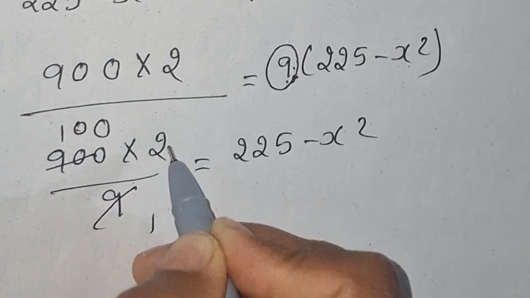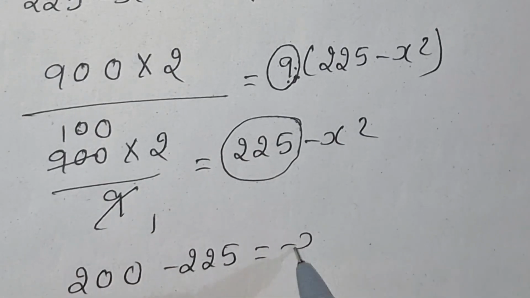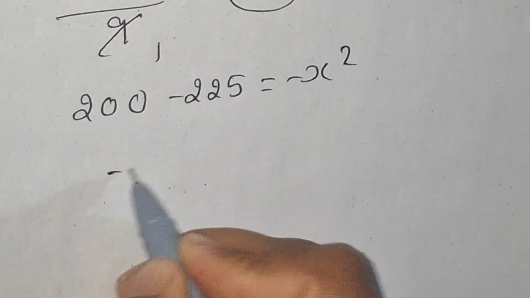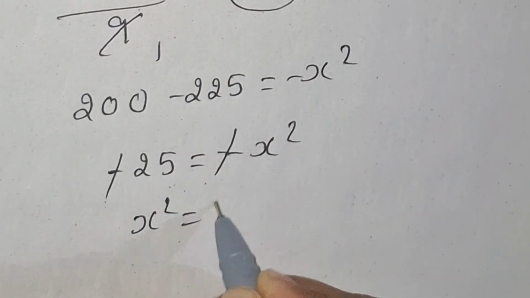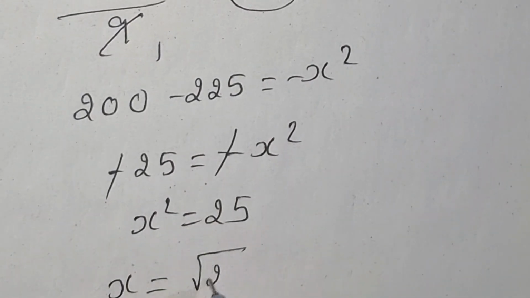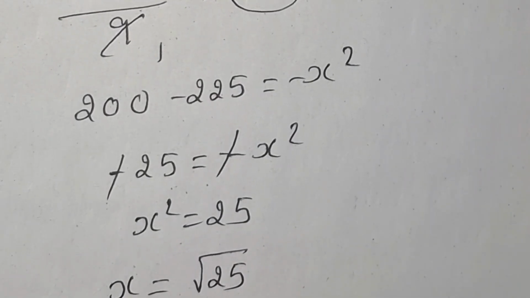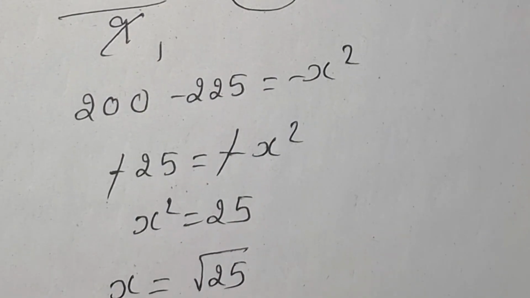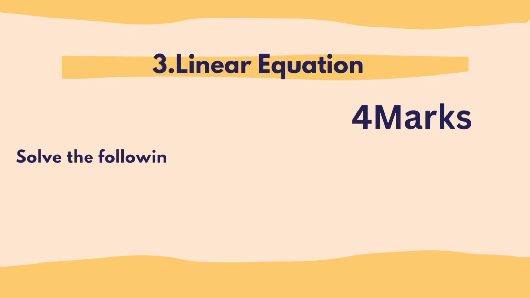9 ones are 9, 100 into 2, 200 equal to 225 minus x square. So 200 minus 225 equal to minus x square, minus 25. Minus minus cancel. X square equal to 25. X equal to square root of 25. Root of 25 is plus or minus 5. X is plus 5 or minus 5, but speed cannot be negative. So we consider x equal to plus 5 kilometer per hour. The speed of the stream is 5.